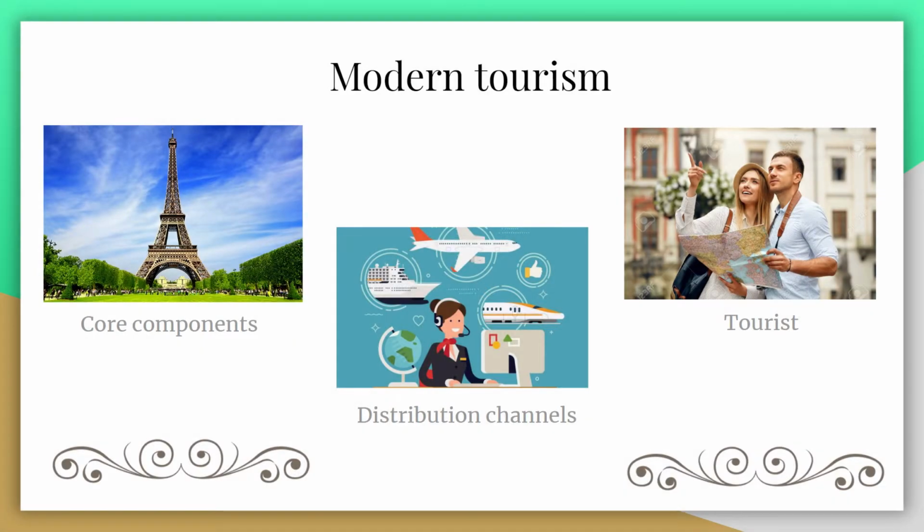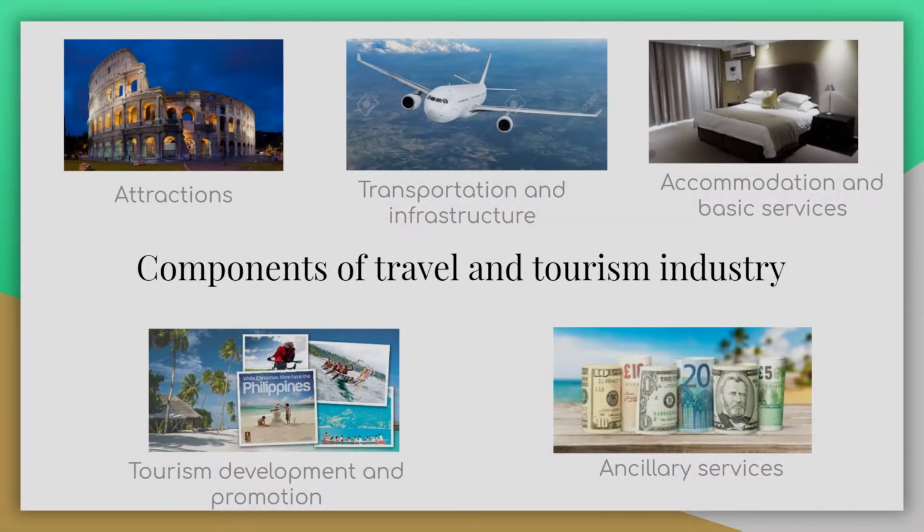Now, as we could see, the tourism travel industry has evolved a lot. So, to understand better what tourism is nowadays, we can divide it into 3 main aspects: the core components of tourism, the distribution channels, and tourists. The tourism industry is a very complex area. It has a lot of aspects that make it up.